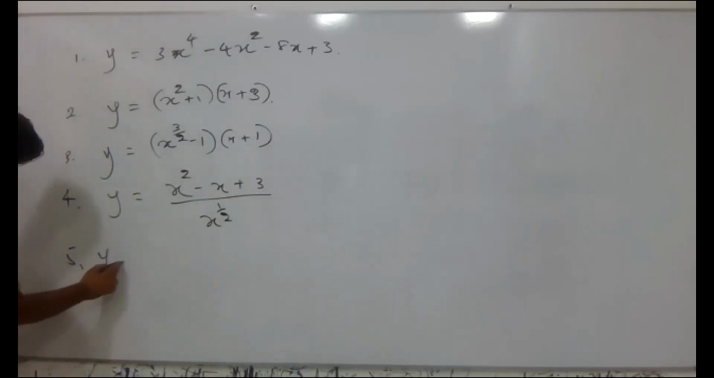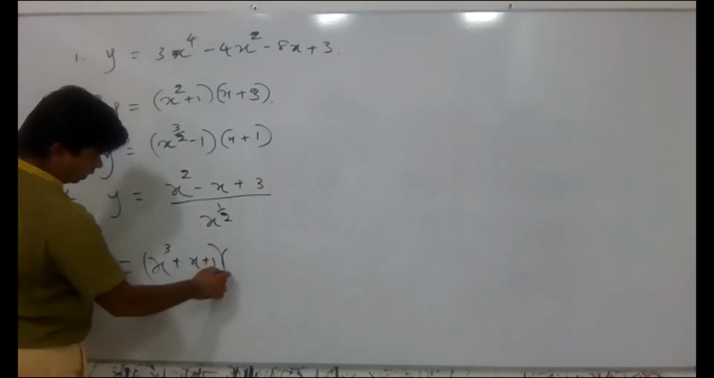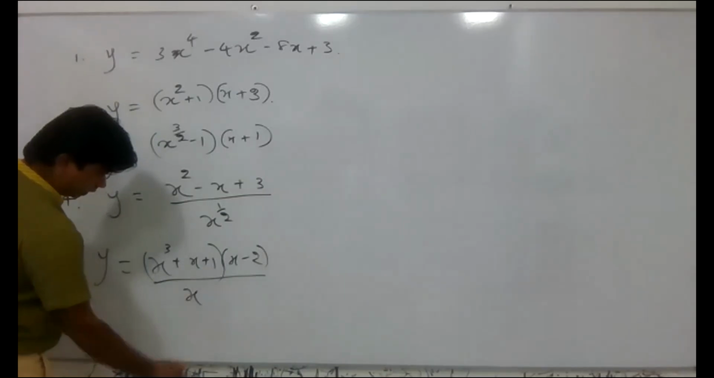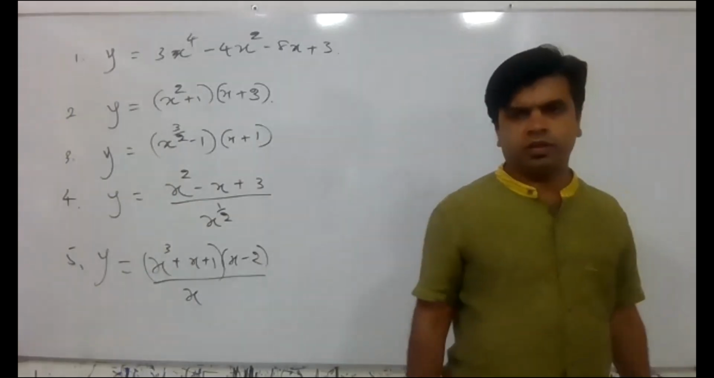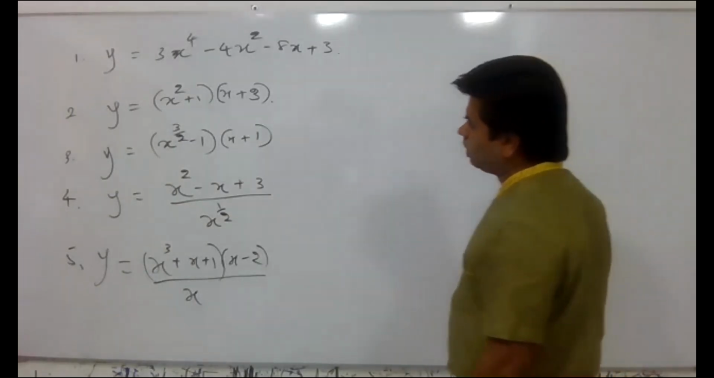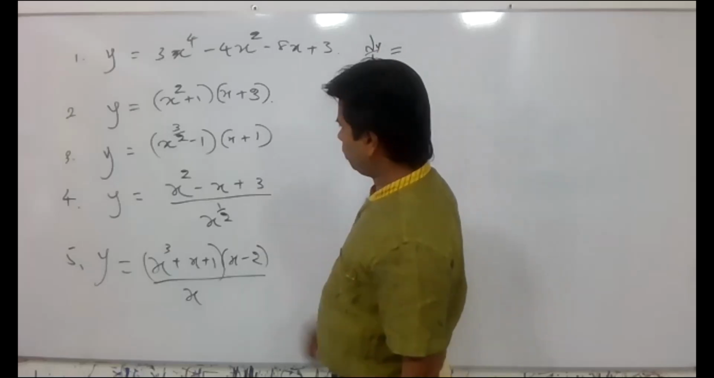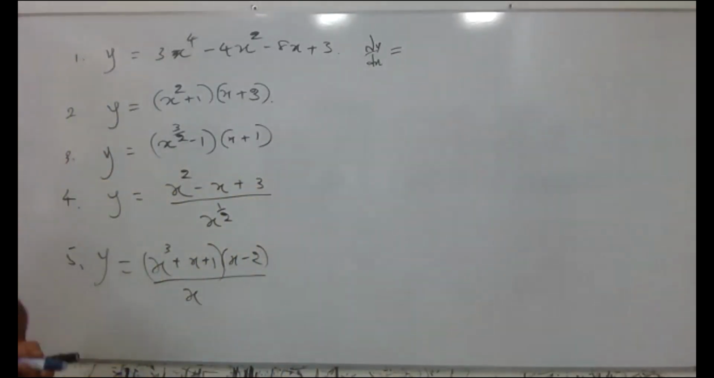Fifth one, y equals x cubed plus x plus 1 into x minus 2, divided by x. How do we differentiate this? I tell you that here it's very easy. dy by dx equals, first you better do it by yourself. I will give you 3-4 minutes, and raise your hand those who have done quickly.